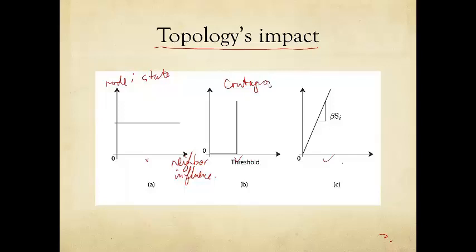For contagion, there is a certain threshold above which you flip. So it's a binary state. And for infection here, however, we're going to see that the impact of topology can be modeled by looking at your neighbor's influence on your state in a probabilistic way with a certain slope, which is beta Si.